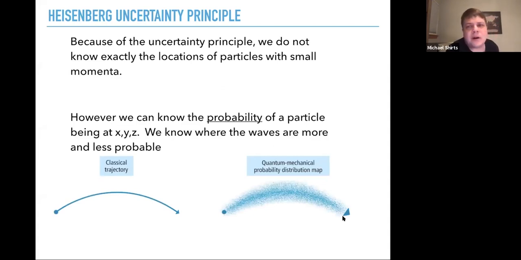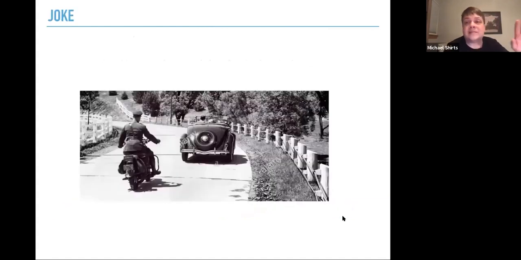We can't know exactly where particles are, but we can know where they're more likely and less likely, because they are essentially delocalized. In the same way a wave isn't in one place, it's in lots of places. A matter particle that has some wave nature is not just in one place, it's spread out over lots of places. So that's the idea of the wave-particle duality.